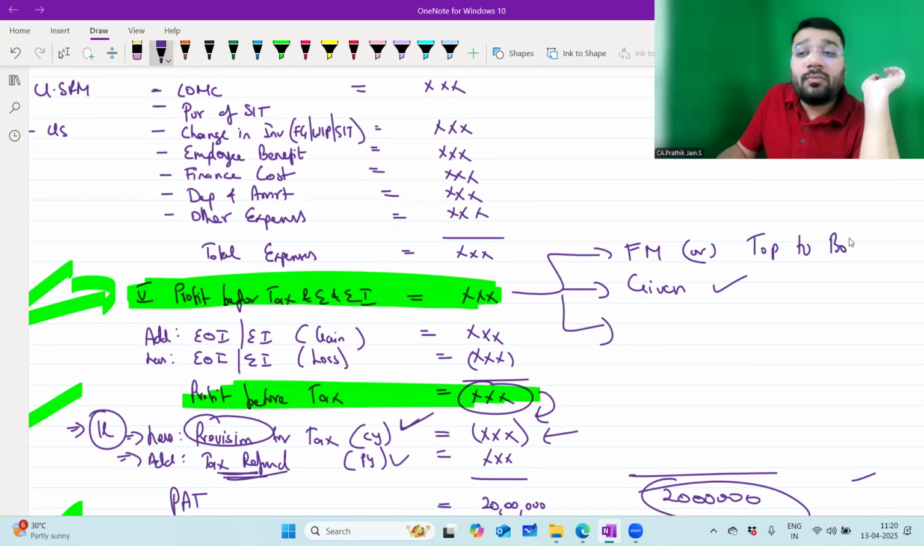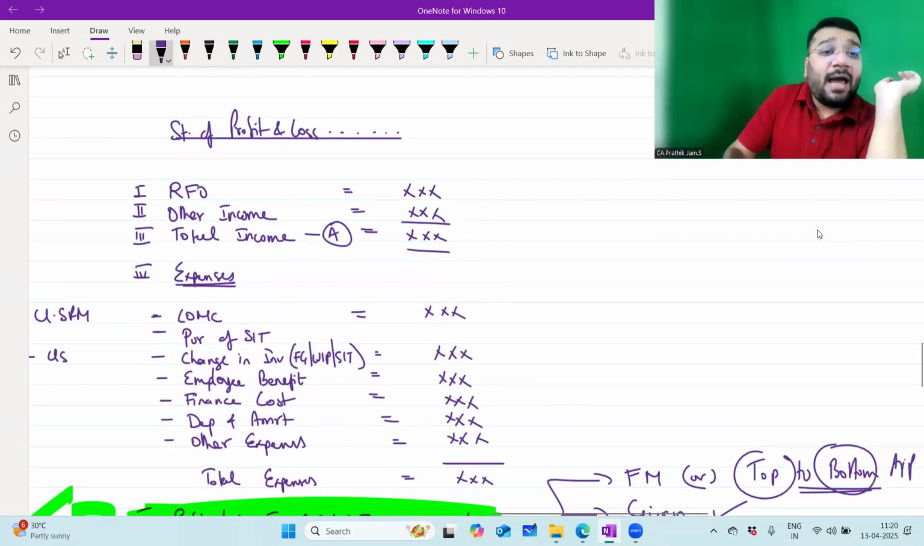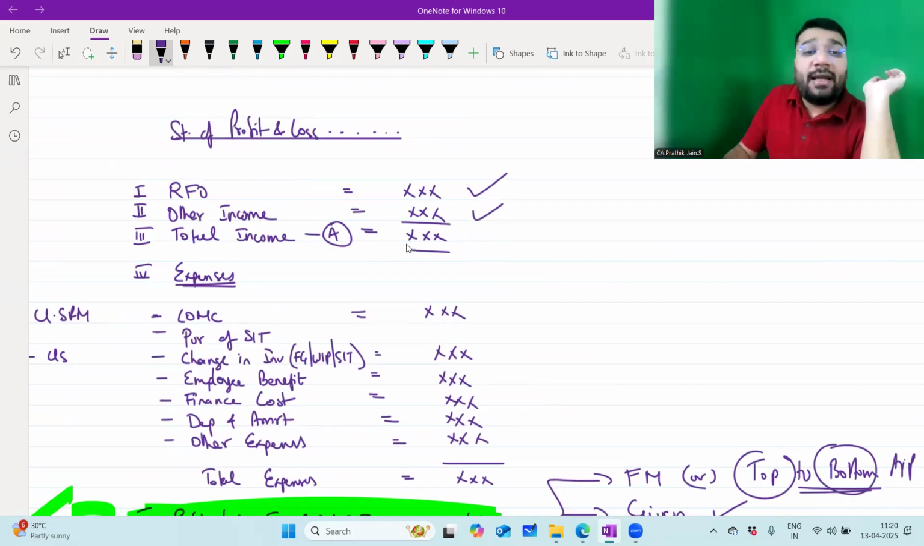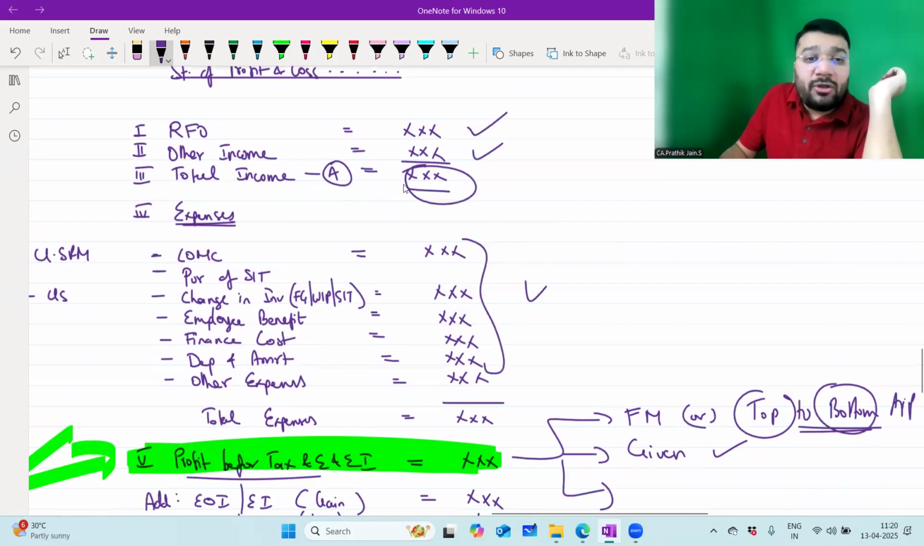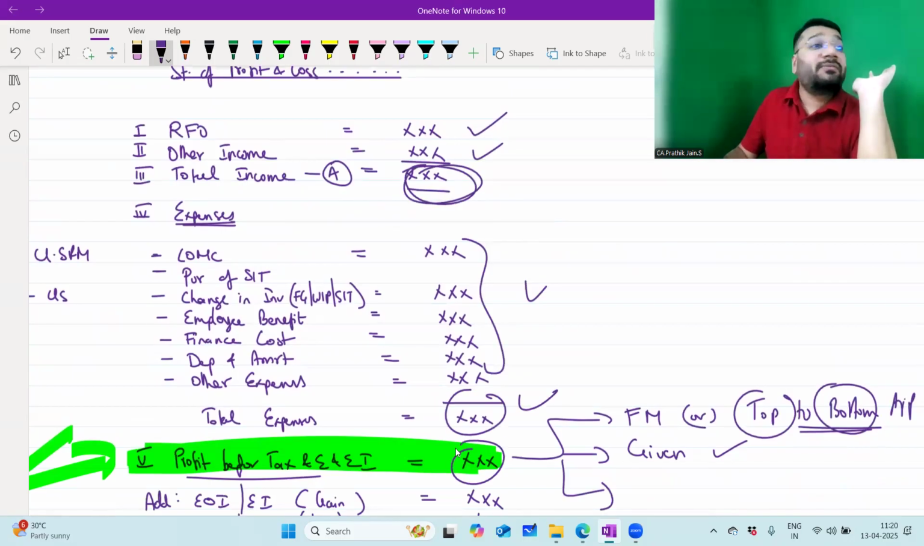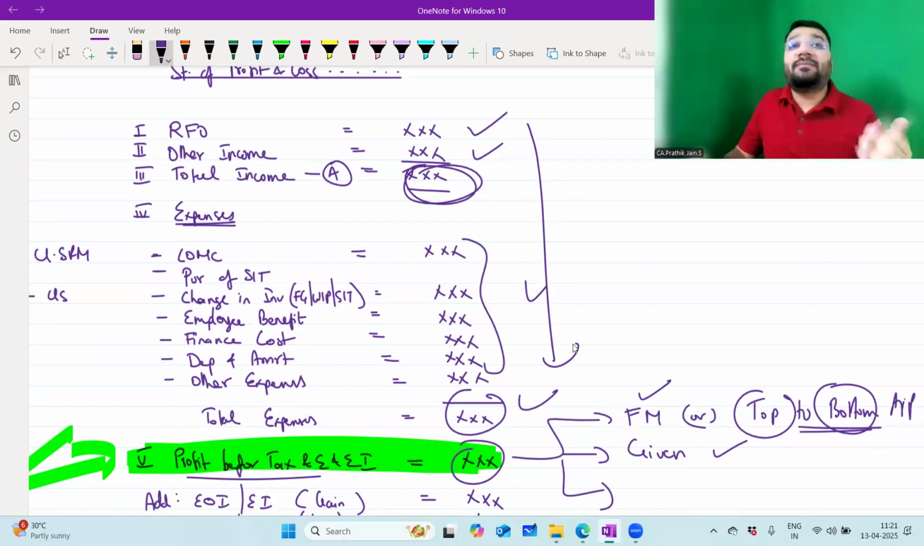It's called the forward mechanism or top to bottom approach. Means what? How can I calculate profit before tax from top to bottom? I'll come from revenue from operations, which will be given in the question. Other income will be given in the question. I'll get total income. Very easy. All the expenses will be given. So from total income, if I minus total expenses, I get profit before tax. This also is an easy method. This is called the forward mechanism. I'm going forward, from this to this. Forward mechanism, or top to bottom approach.